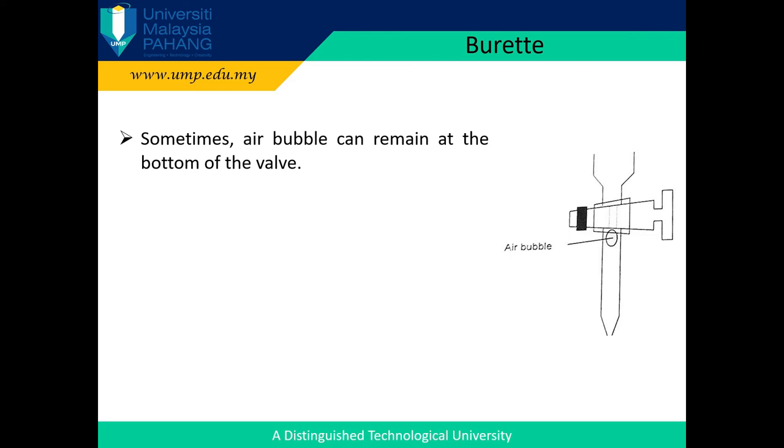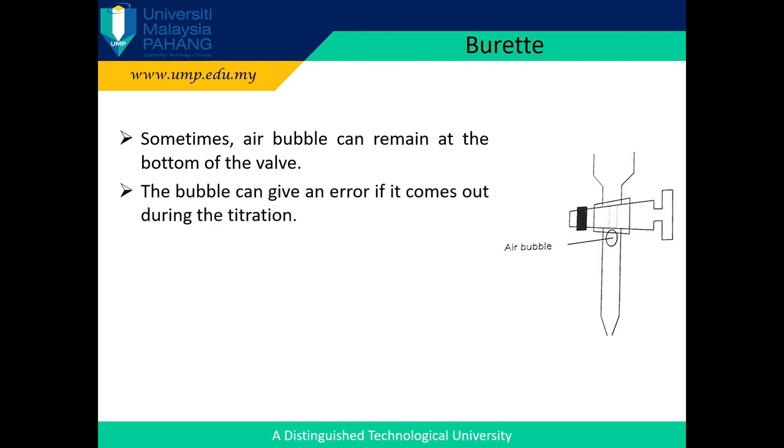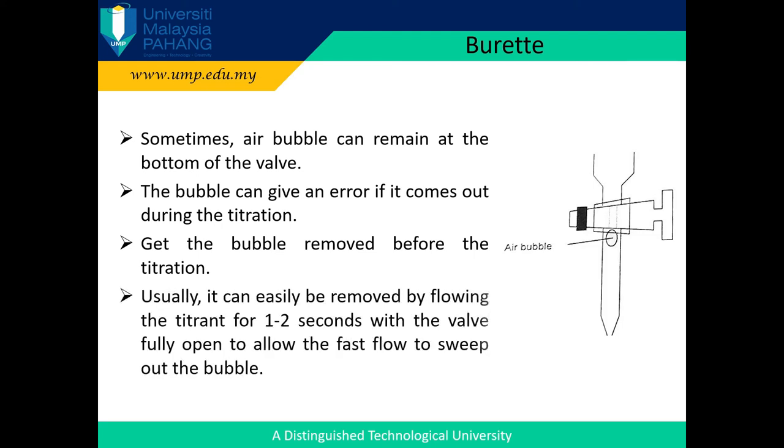Sometimes, an air bubble can remain at the bottom of the valve. The bubble can give an error if it comes out during the titration. Get the bubble removed before the titration. Usually, it can easily be removed by flowing the titrant for 1 to 2 seconds with the valve fully open to allow the fast flow to sweep out the bubble.